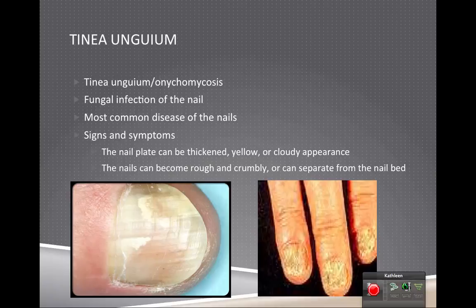Tinea unguium, which is also called onychomycosis, is the fungal infection of the nail. It's the most common disease of the nails. Signs and symptoms: the nail plate can be thickened, yellow, or cloudy appearing. The nails can be rough and crumbly, or can separate from the nail bed.